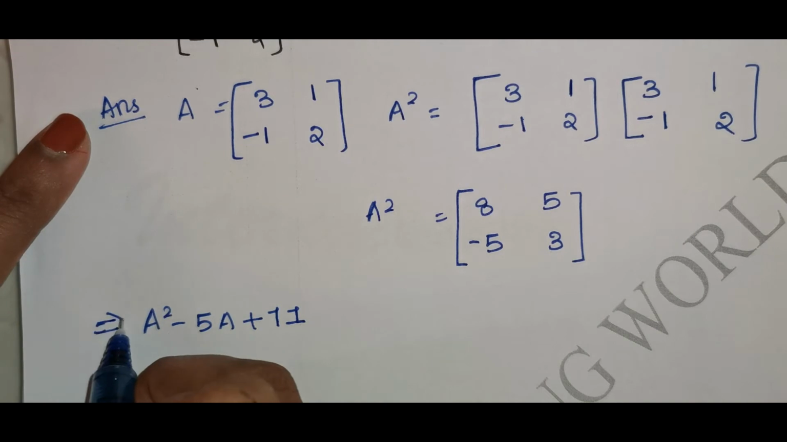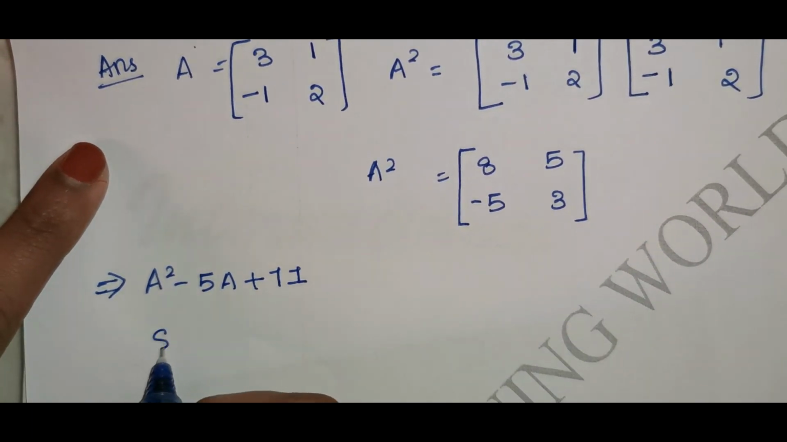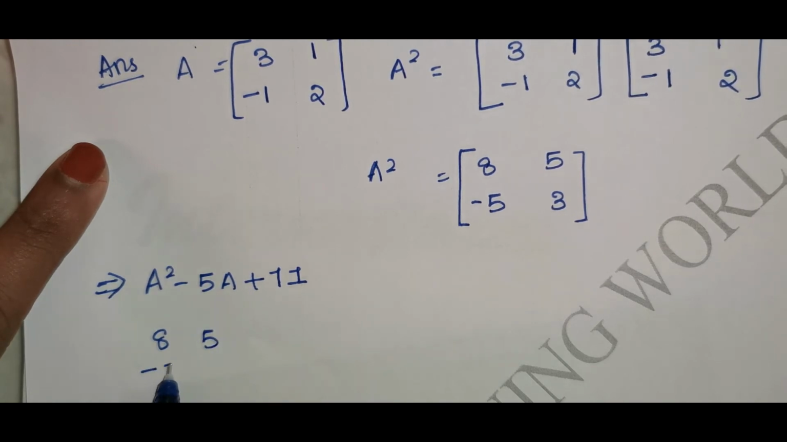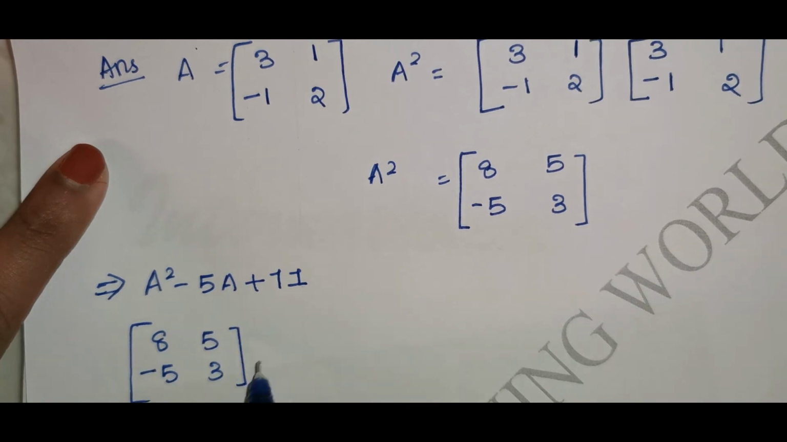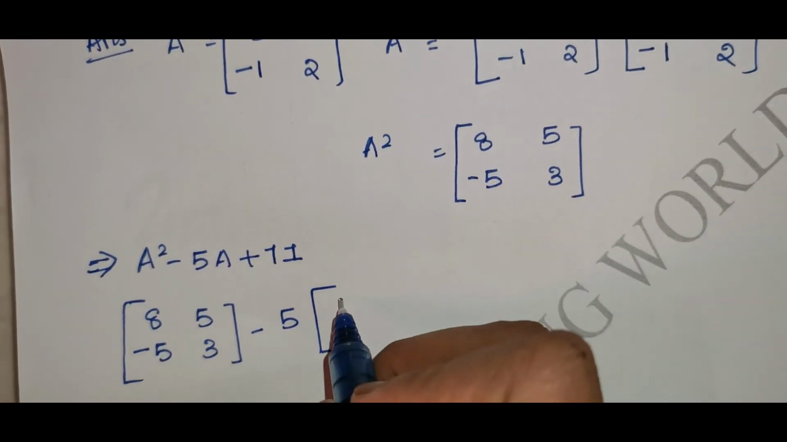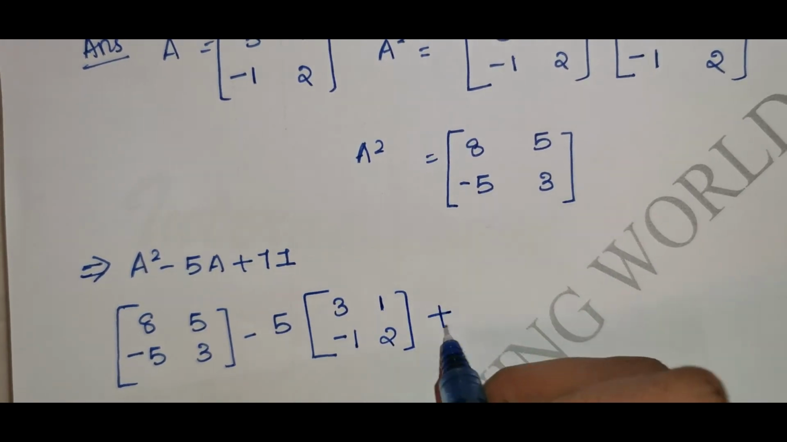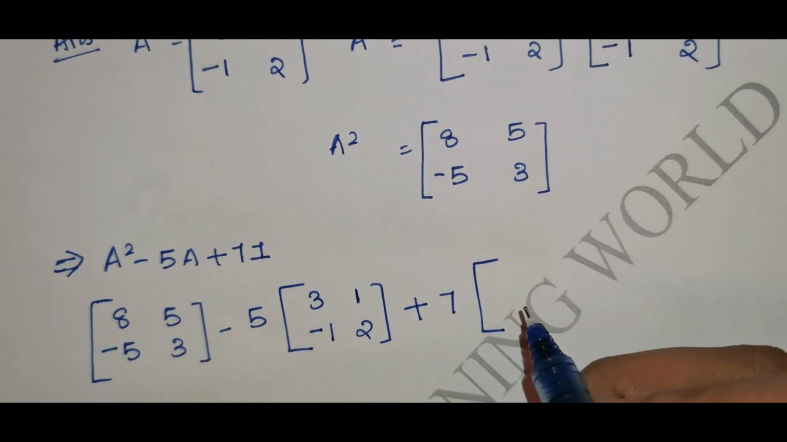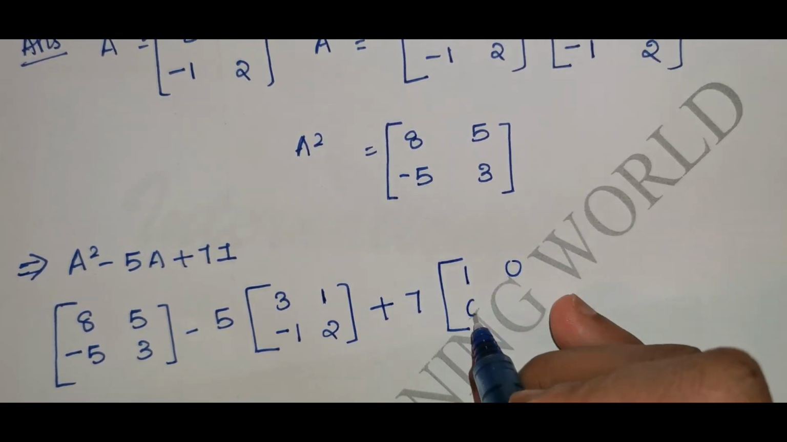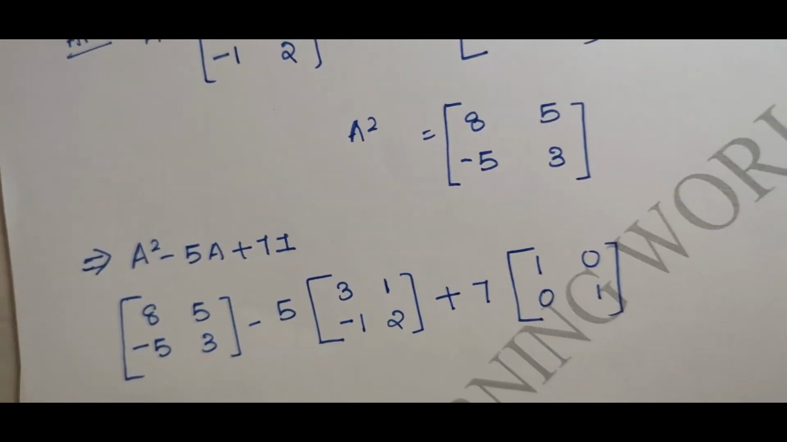That we have to prove. Okay, so A square, we got the value of A square: [8, 5; -5, 3]. Minus 5 into A, which is [3, 1; -1, 2], plus 7 into I, our identity matrix [1, 0; 0, 1]. Okay, so let us multiply these matrices.